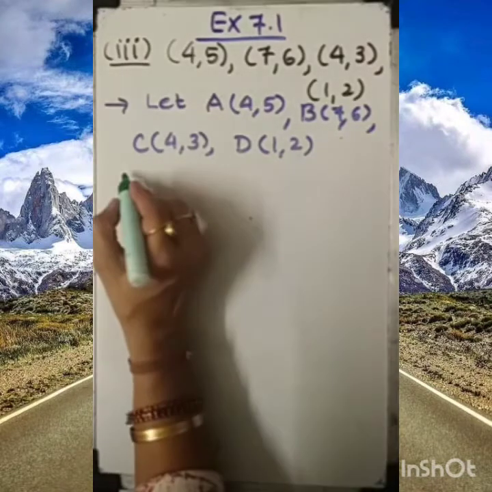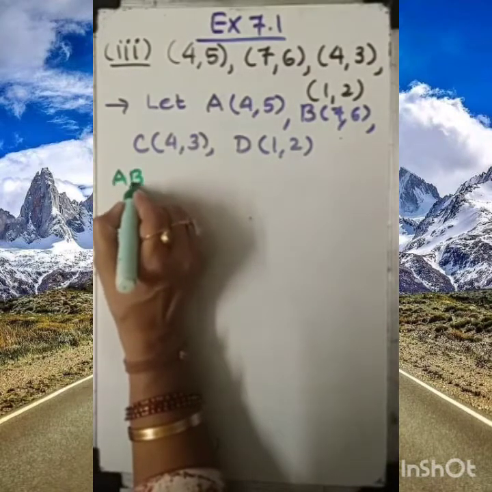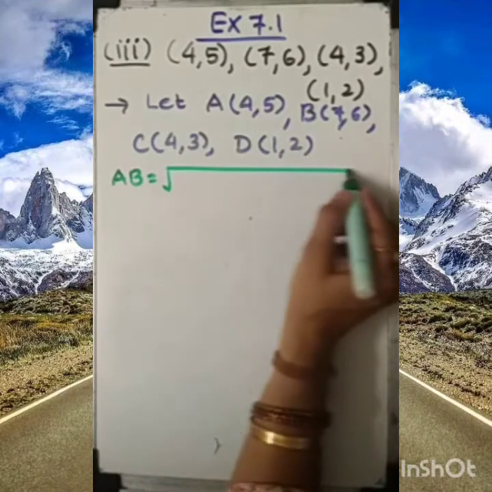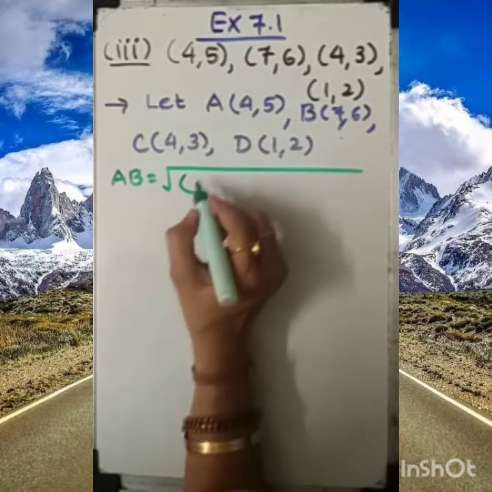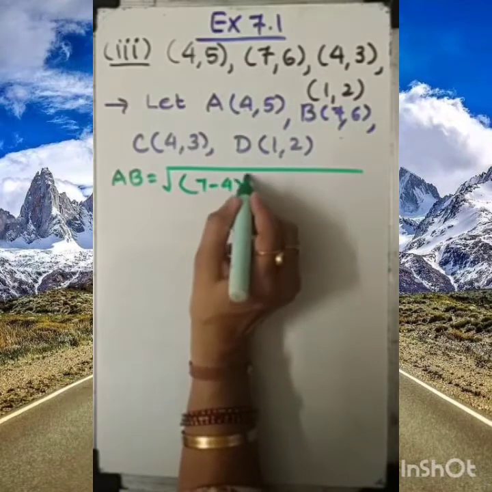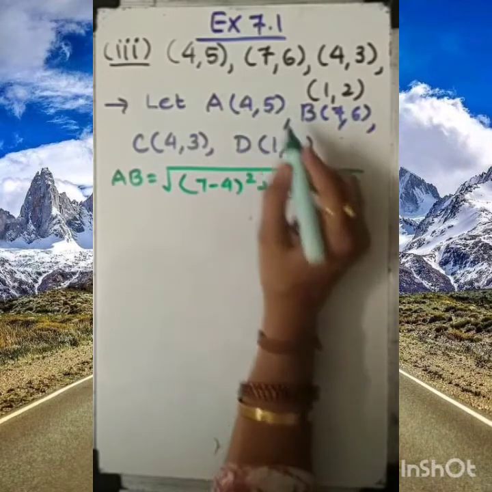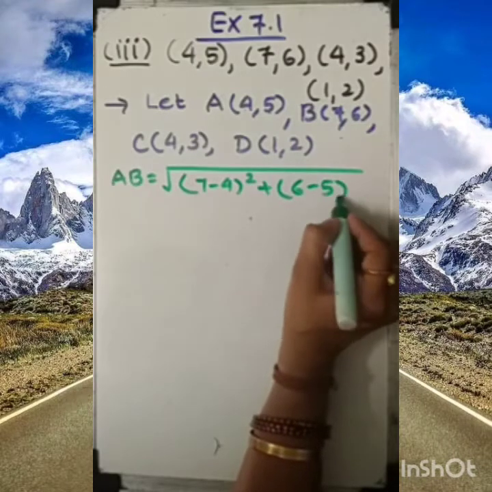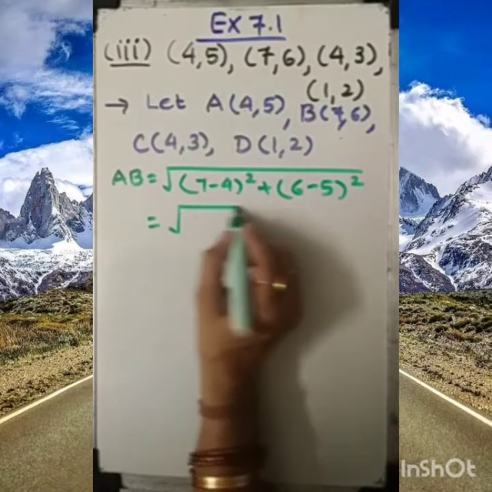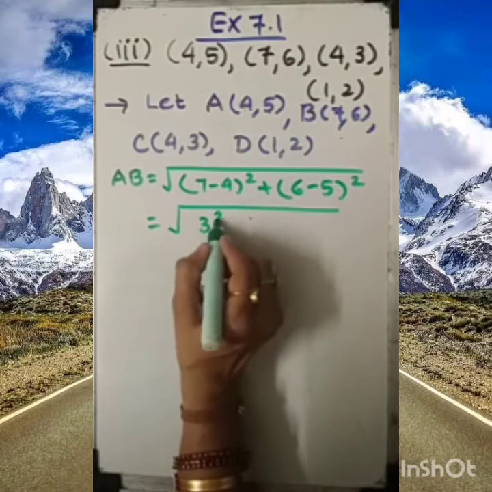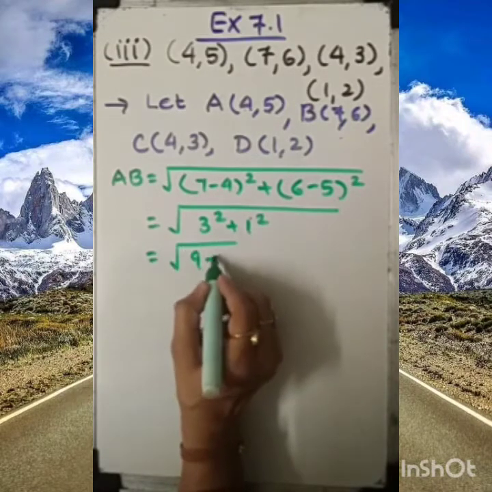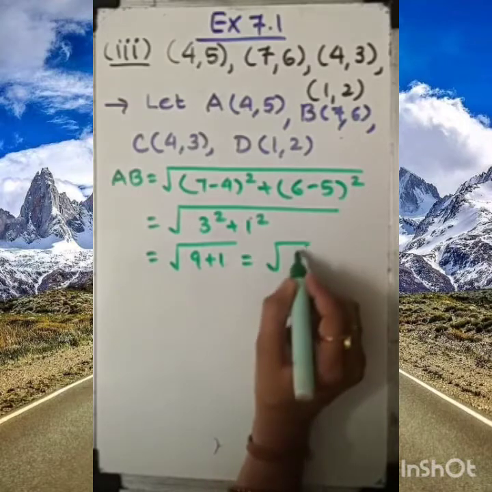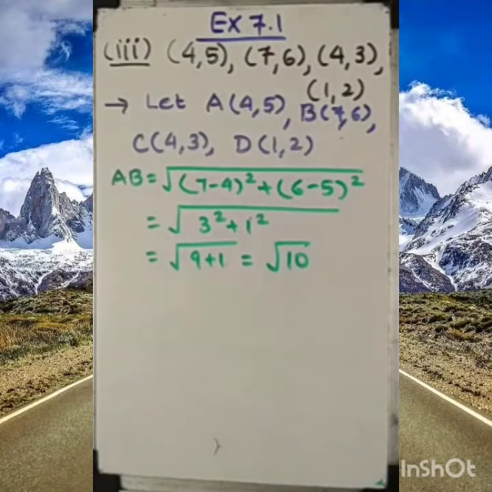Now as usual I find AB. AB is the distance between A and B, applying the distance formula. So it will be 7 minus 4 whole square plus 6 minus 5 whole square. My dear student, you know 7 minus 4 is 3 square, this is 1 square. 3 square is 9 plus 1, that is coming under root 10. So the value of AB is under root 10.